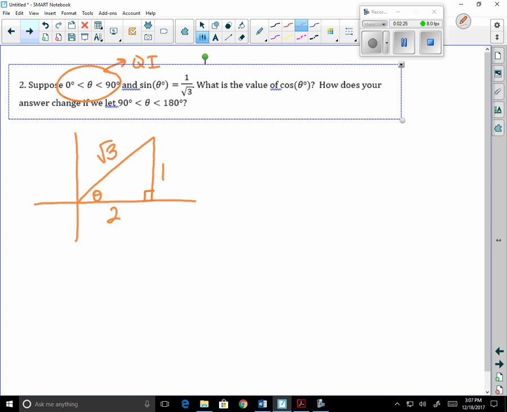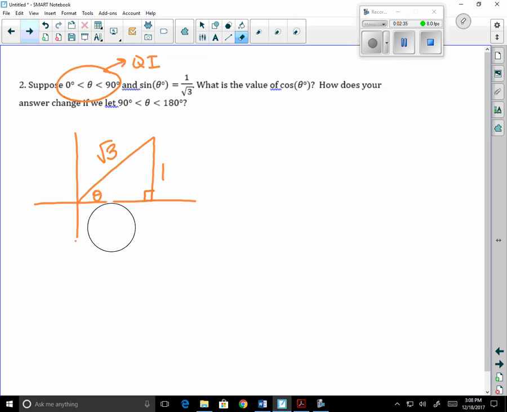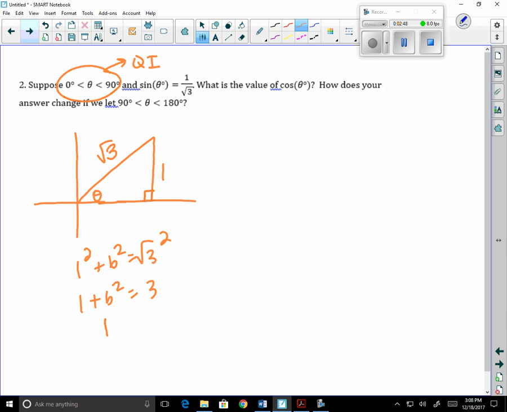1 squared plus 2 squared. If we do that, we get 1 squared plus 2 squared equals 5, which doesn't make sense. Hold on a second, it's not 2. So let's see what this comes out to be. I think it's a radical, actually. So if we do 1 squared plus b squared equals the square root of 3 squared, we get 1 plus b squared equals 3, so b squared equals 2. It's actually radical 2. So we get b equals radical 2.